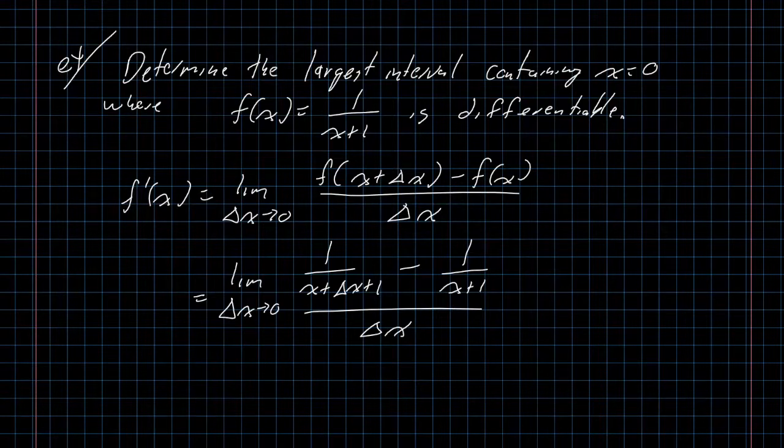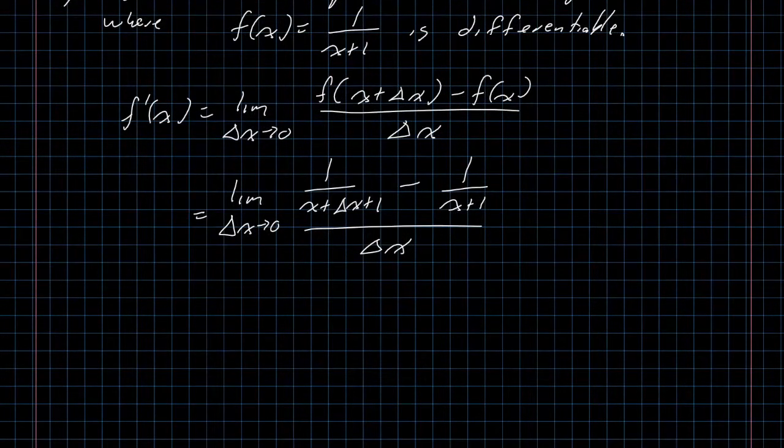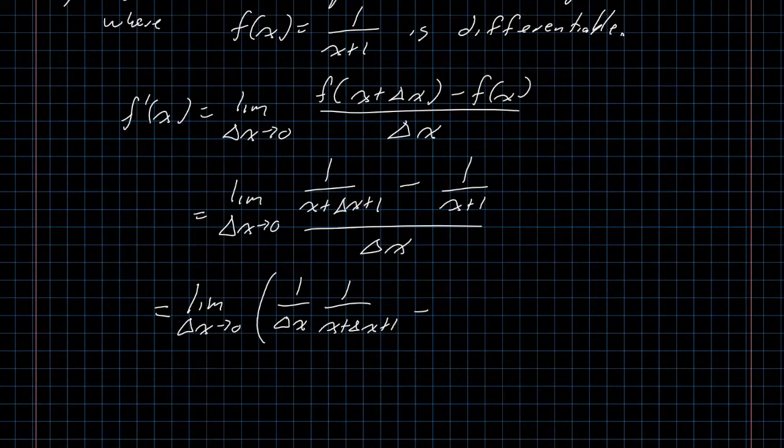All right. The algebra here is going to be quite a bit messier than what we've done before, but it should still work out. There's a couple of different ways you could approach this. I think that the most straightforward is going to be to divide this up and then find common denominators, by which I mean that this compound fraction is the same thing as 1 over delta x times 1 over x plus delta x plus 1, minus 1 over delta x times 1 over x plus 1.